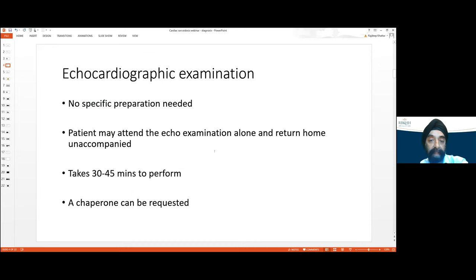There's no specific preparation required for an echocardiogram, so there's no need to fast, there's no need to stop your medication. It's really turn up as you are. You may attend the echo examination alone and return home unaccompanied. It takes about 30 minutes to perform, although we allow 45 minutes, and that's essentially to include the analysis of the echocardiographic images. If you're alone and would want a chaperone, one can be made available to accompany you for the test.